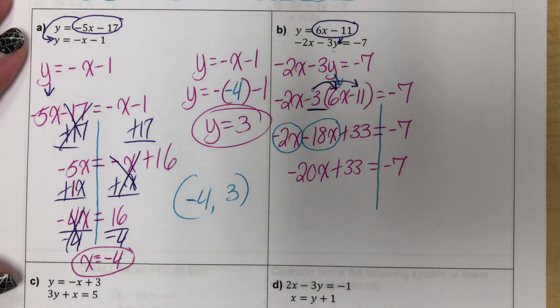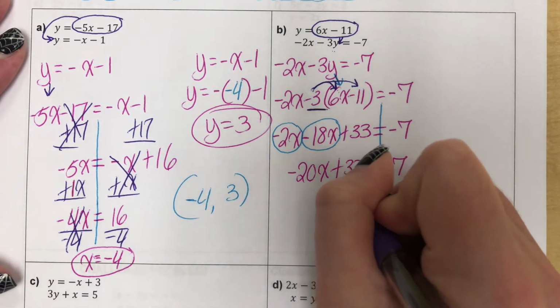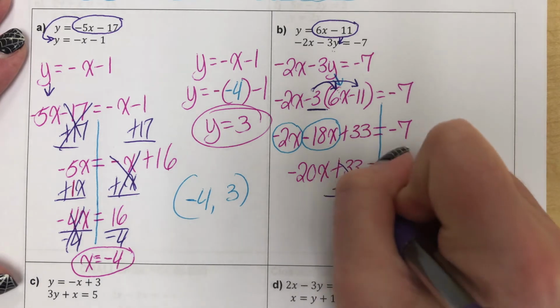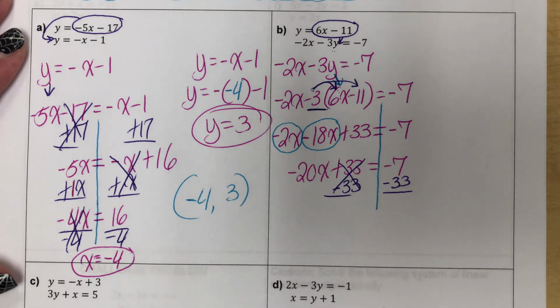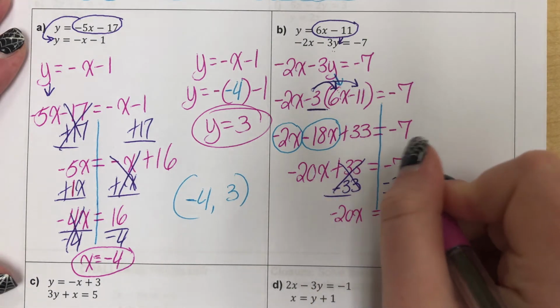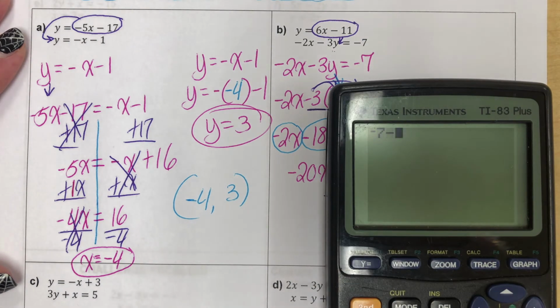And then we just take it away from here. So I'm going to move that +33 over by using the inverse operation. I'm going to subtract it away. All right, now all I have left is -20x equals -7 minus 33. Here we go. -7 minus 33. Boom, -40.